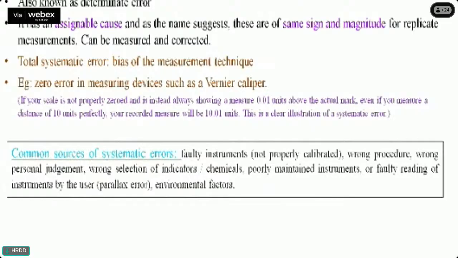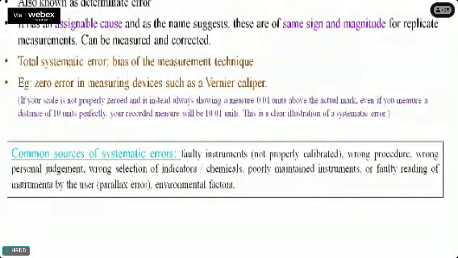Should I read through these things? Systematic errors will have the same magnitude and the same sign. That means they are always on one particular side of the true value. This can be measured and corrected. So you will see that the entire set of data points is lying to one particular side of the true value. That way you can correct.